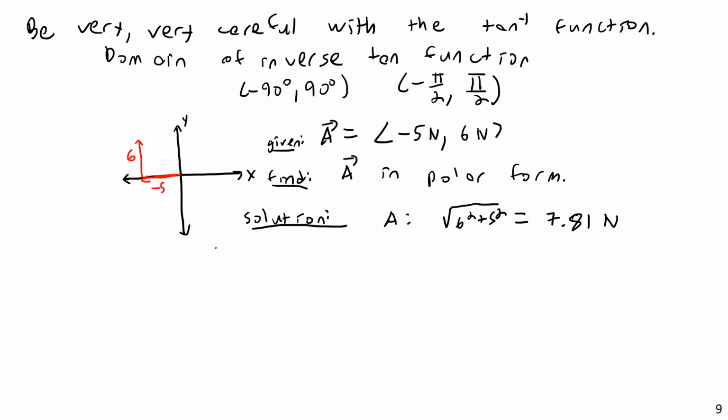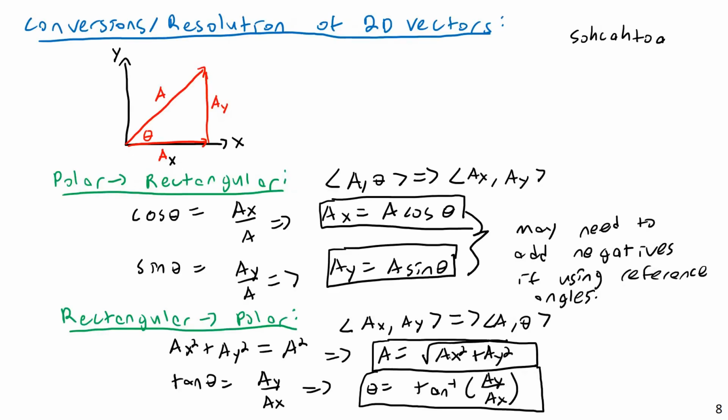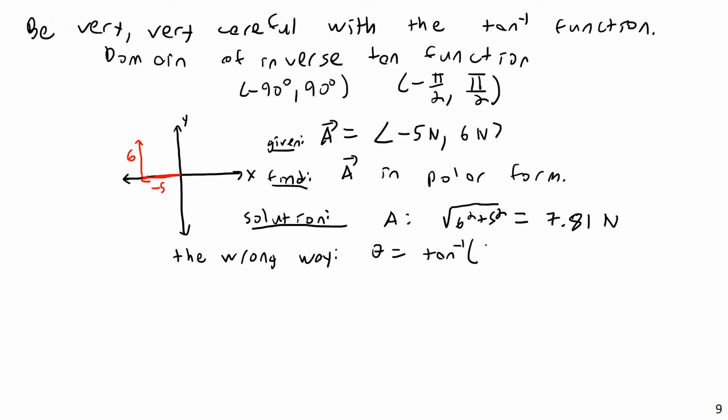Let's see how to do this wrong. The wrong way is to blindly apply the equation. Theta is equal to the inverse tan of, remember we said, AY over AX. Fairly straightforward. AY over AX.